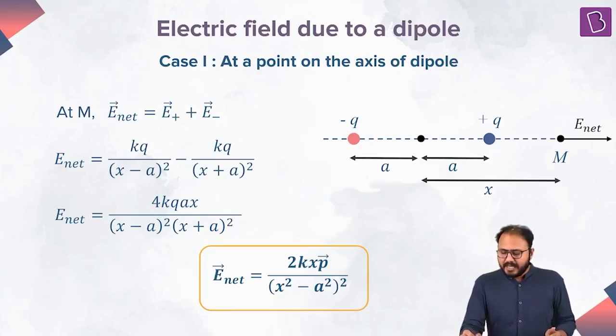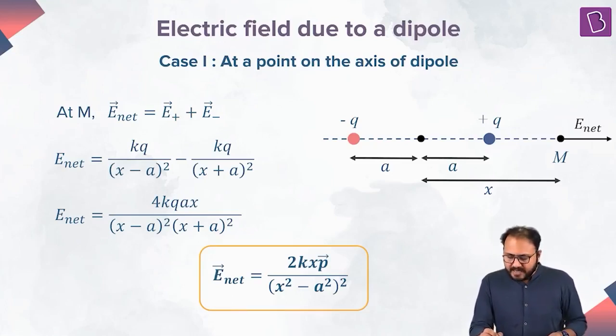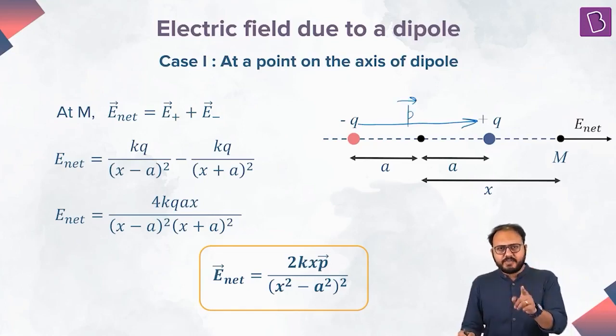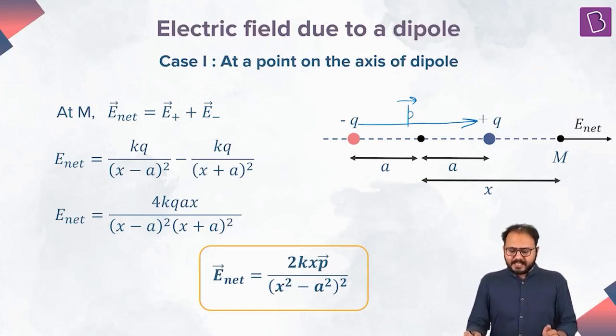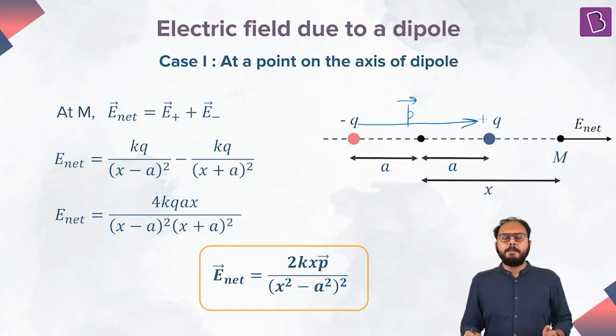Can you see your E net? Where is the dipole moment direction? The dipole moment direction is this. This is your P bar, always from negative charge to positive charge. Can you see your direction of net electric field on the axis point is along P bar? Yes. So you can say E net is 2kxp upon (x square minus a square) whole square.